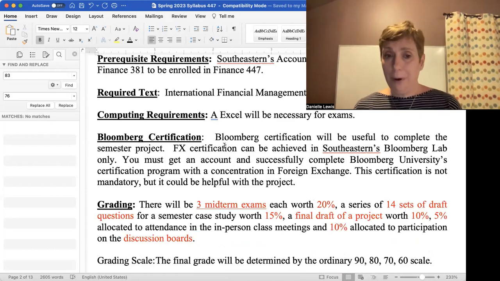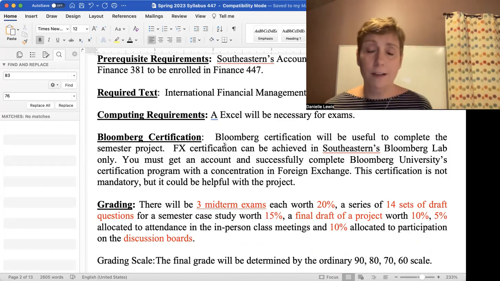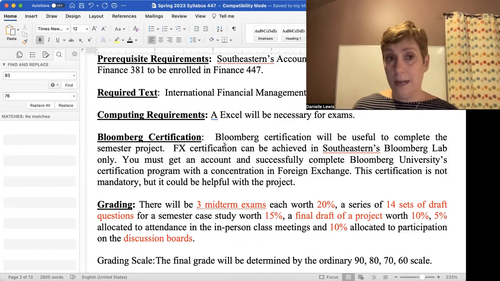Now, here's what everybody is probably interested in, and that's grading. You're going to have 3 midterm exams. They're each worth 20% of your grade. There's going to be a set of 14 case study questions that you're going to turn in at various points.